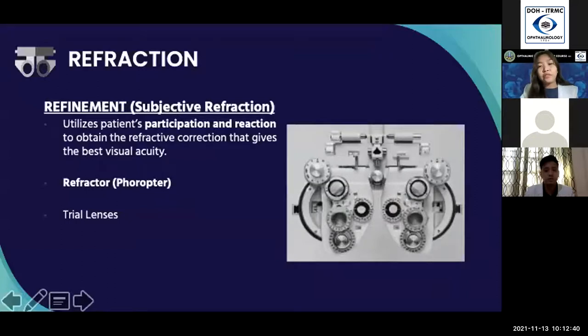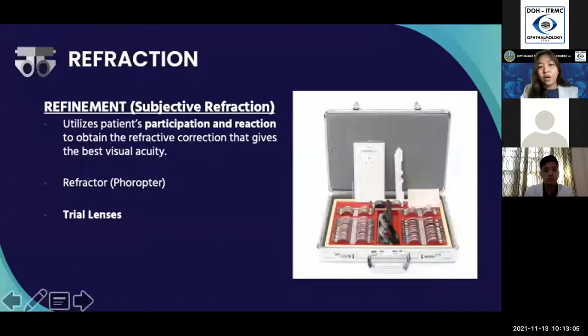After completing objective refraction comes the subjective refraction. This utilizes participation and reaction from the patient, such as I can see better with this lens than with that one, to obtain the refractive correction that gives the best visual acuity. It can be performed using a refractor or phoropter, such as the picture on the slide, or more commonly, it can be performed using trial lenses.